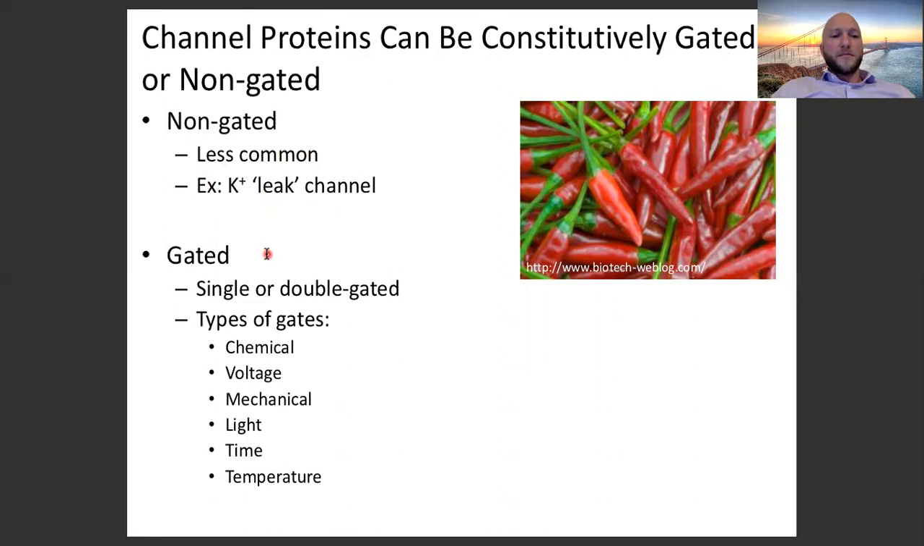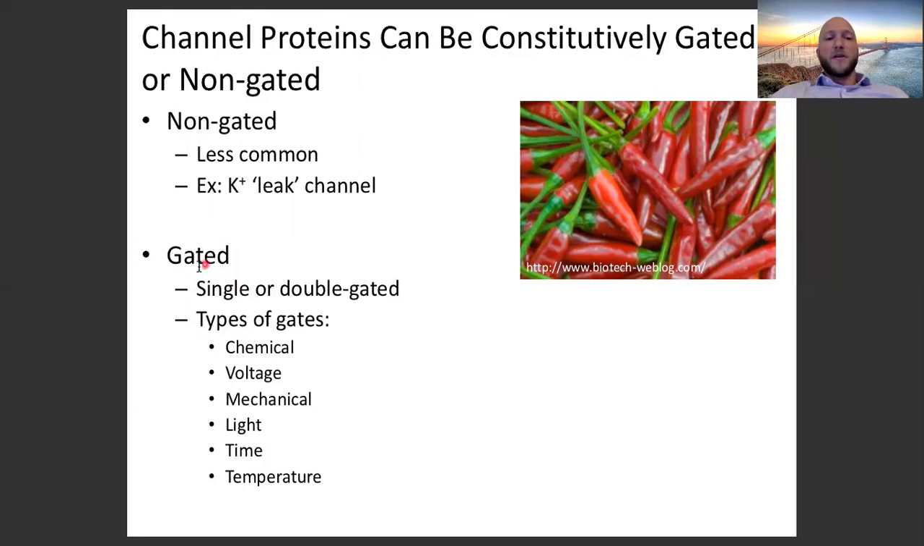Other types of channels have gates. So a gate is like a doorway. You've got this channel that allows things to go into or out of the cell, but you've got a barrier, and that barrier can open or close, like a gate or like a door.